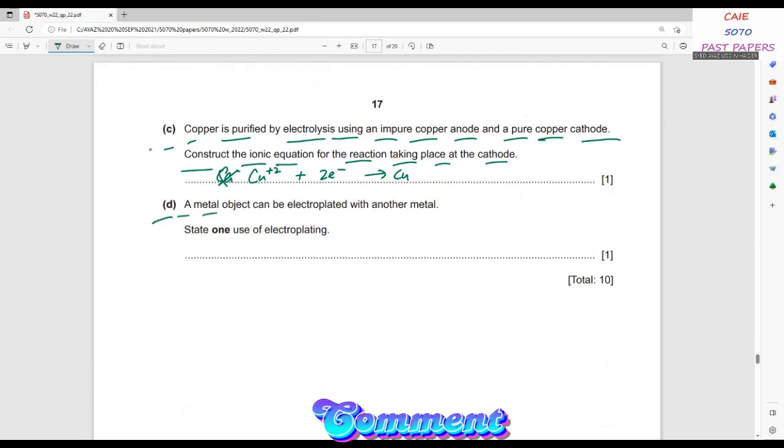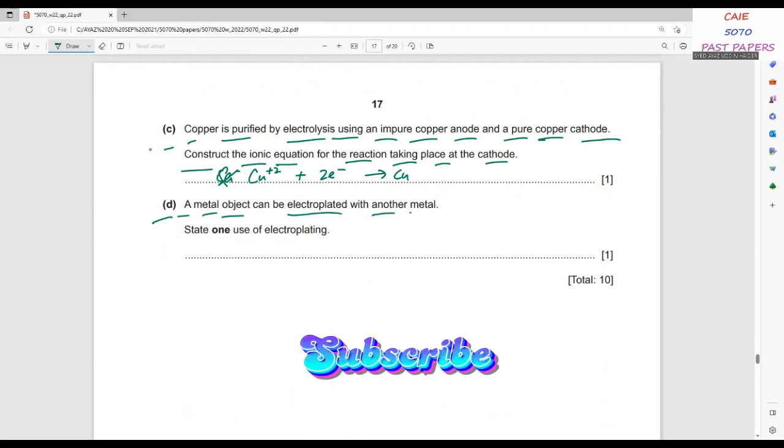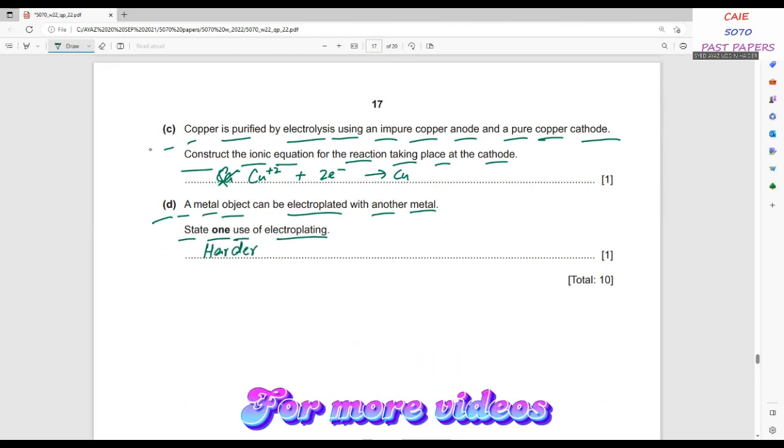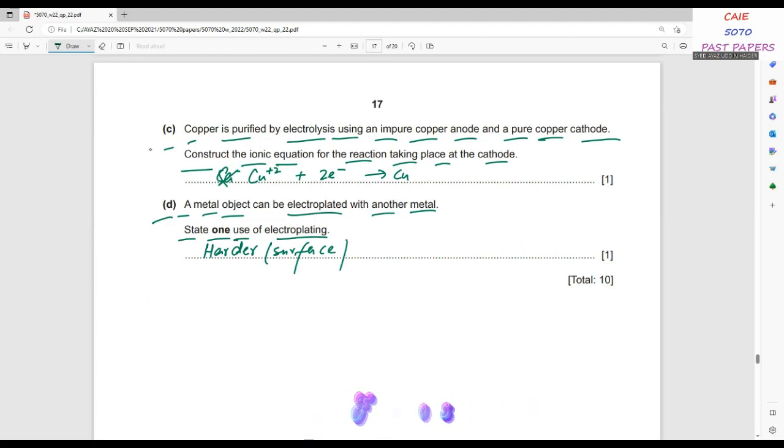9D. A metal object can be electroplated with another metal. State one use of electroplating. It makes the object harder, or the surface becomes more resistant to corrosion.